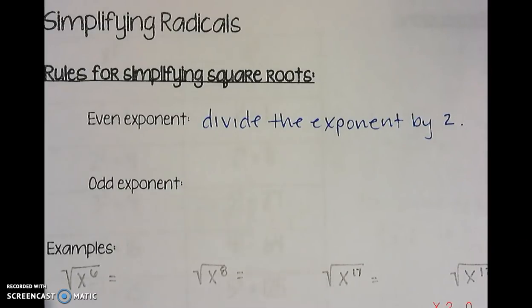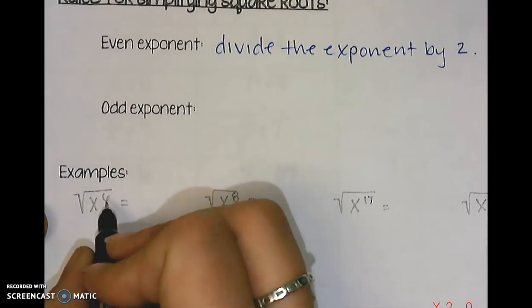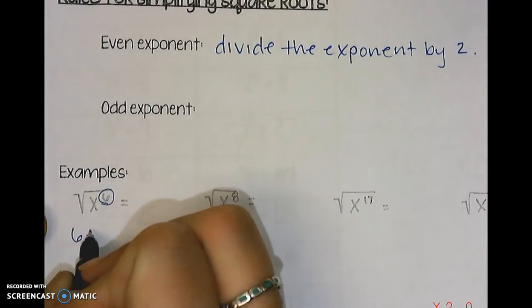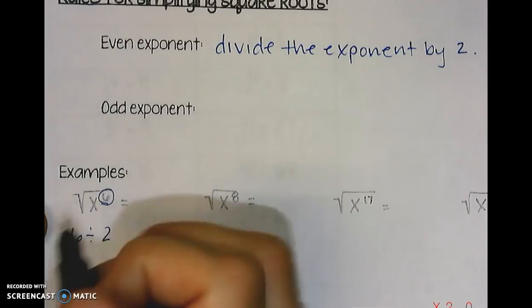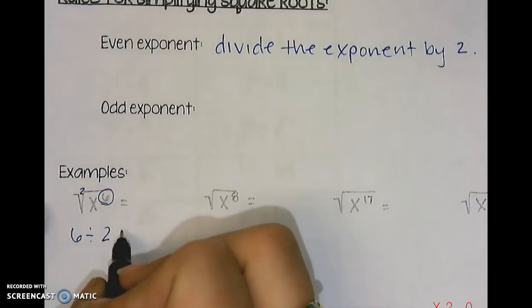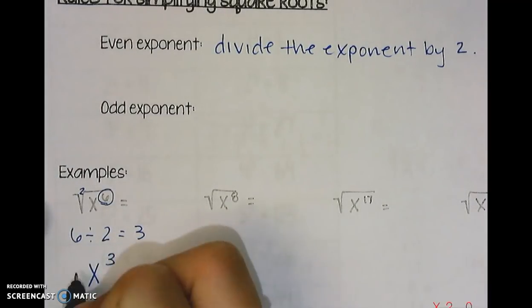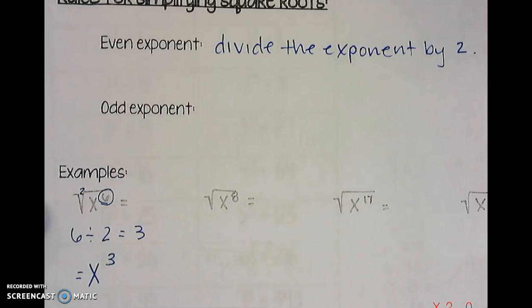So for example, let's look at this first one down here, square root of x to the 6. So we're taking this right here, 6 divided by 2. Remember, it's a 2 because technically speaking, there's a 2 right here because it's square root. So 6 divided by 2 gives me 3, so my answer here is x to the 3rd. We lose the square root completely.